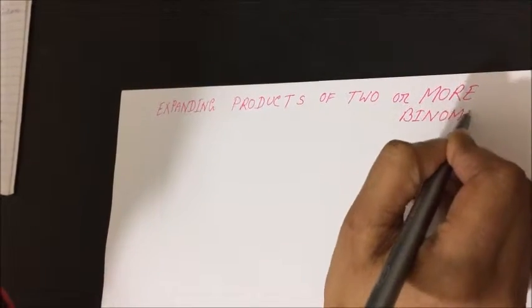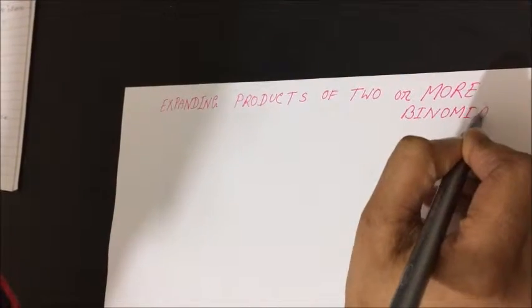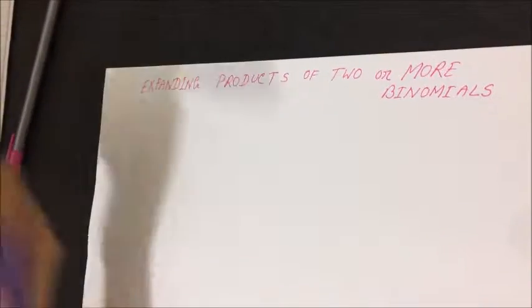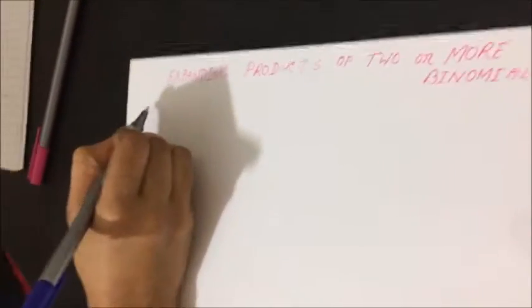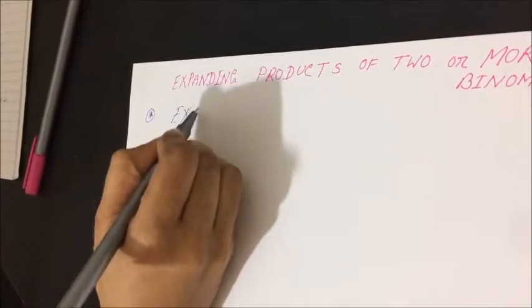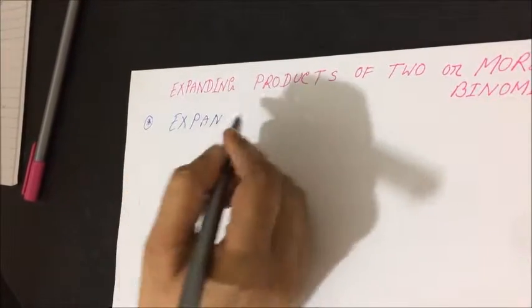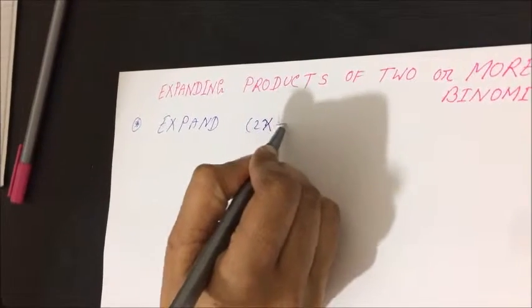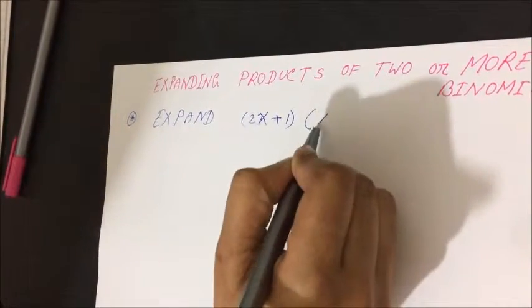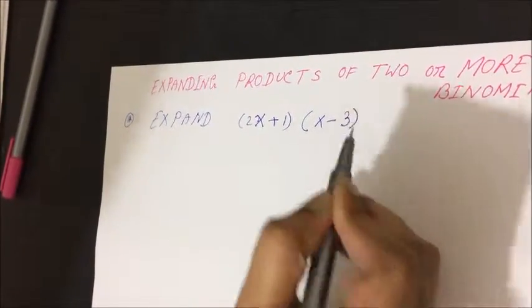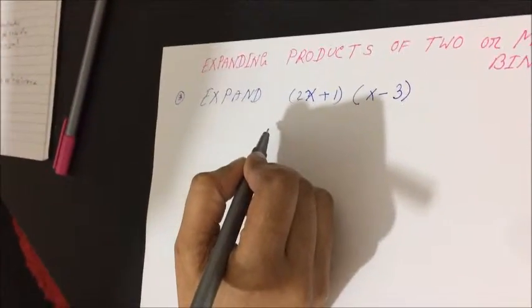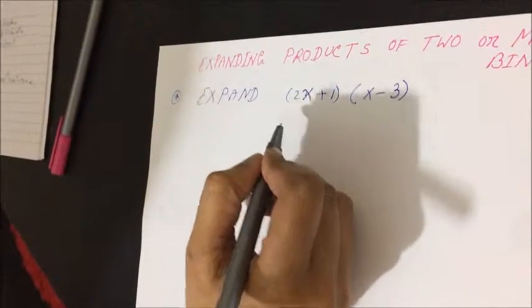Normally in GCSE there is one very common question of expanding a product, like this: expand (2x + 1)(x - 3). This is a very commonly used question in the GCSE, and it will come up for 2 marks on the non-calculator paper. So how do we expand it?